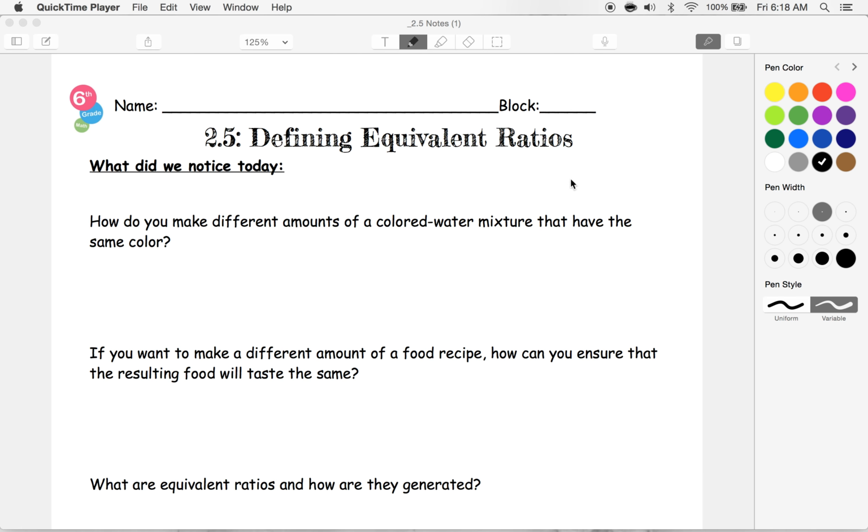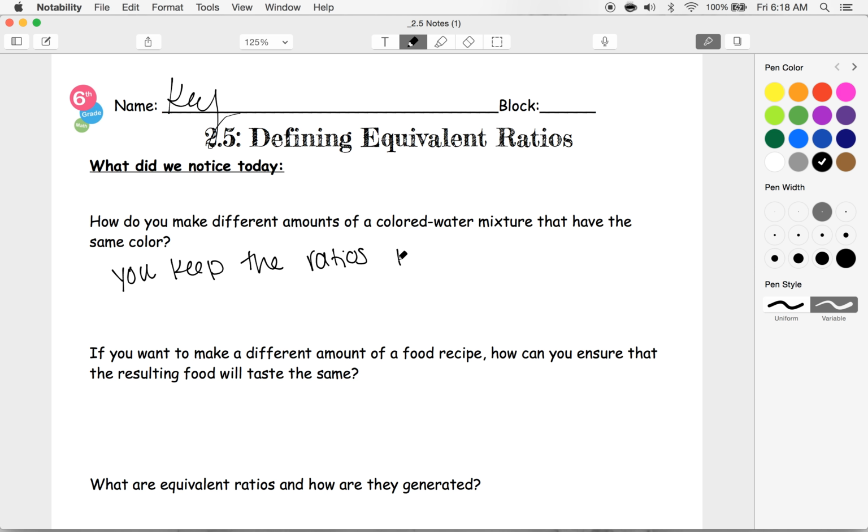All right, everyone, so we're going to talk about some of the things that we went through in class today. We're going to be defining equivalent ratios. So how do you make different amounts of colored water mixtures that have the same color? You keep the ratios the same.